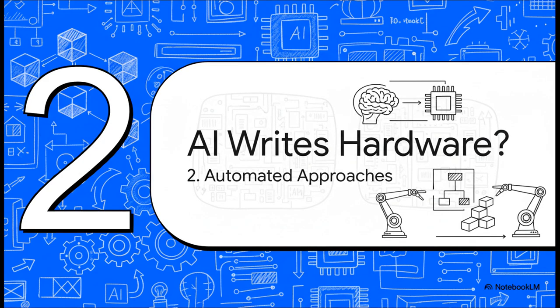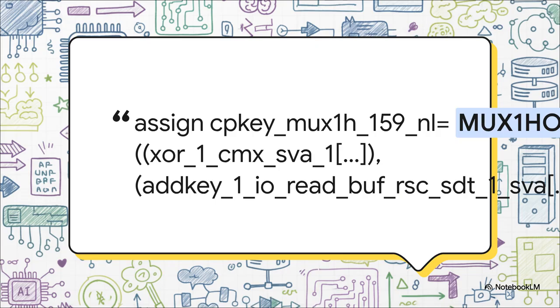So naturally, people thought, there has to be a better way. Let's automate this. And that led to a couple of different approaches for getting machines to write this code. Let's see how they compare. Okay, so first up is a method called high-level synthesis, or HLS. And just look at the code it spits out. It's a dense, chaotic-looking mess. It might work, but good luck trying to figure out what's going on in there if you're a human.